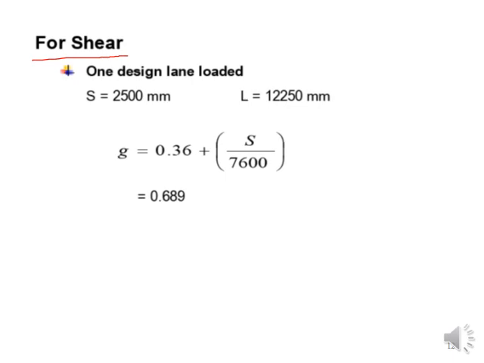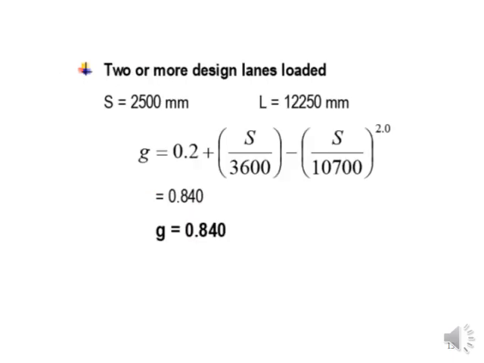Then for shear, for one design lane loaded, the formula is given, it is 0.689, and for two or more design lanes loaded it is 0.80. Again, for more design lanes loaded, this factor dominates. So G is equal to the larger of these two, 0.840. Keep these two values with you for shear and for moment.